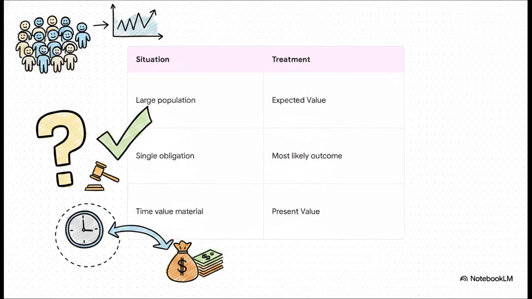Here is how it breaks down. If you have a large population of items, then use expected value weighted by probability. The impact? A provision measured before tax. If it's a single obligation, then use the individual most likely outcome, adjusted for higher or lower alternative possibilities. And crucially, if the time value of money is material, then you must discount it to present value. Where does that go? It actually increases the provision via unwinding the discount over time.